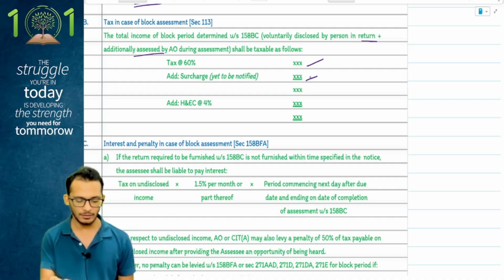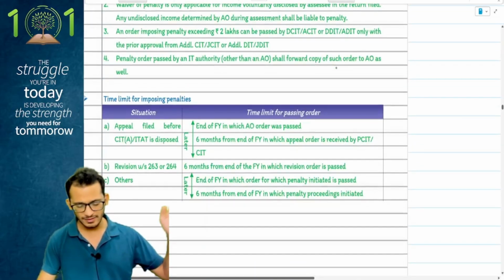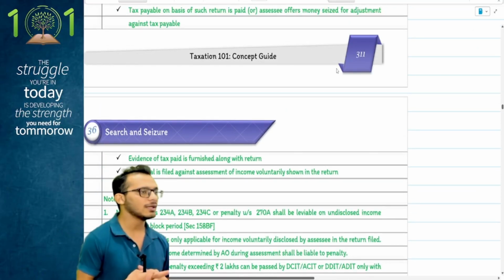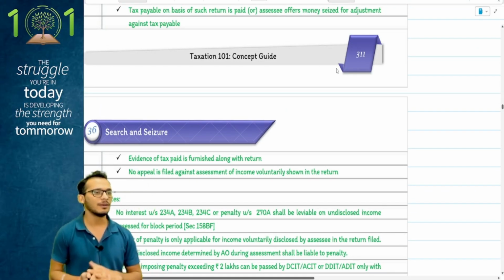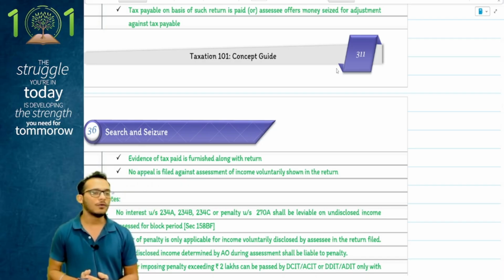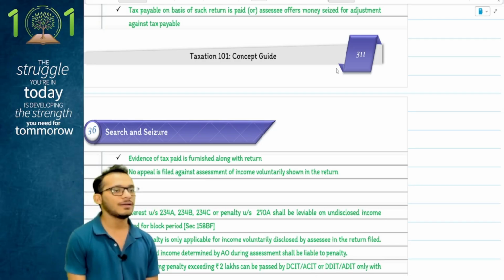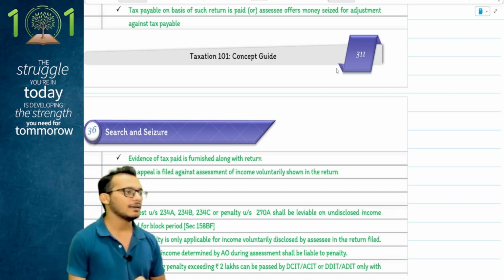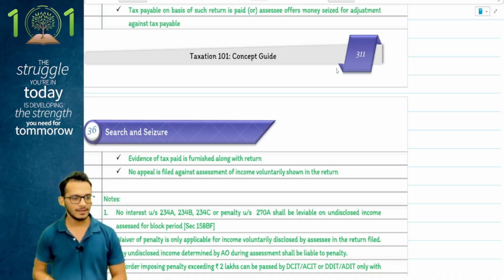Interest and penalty, let's hold this discussion. We'll come back and we'll do it after our breakfast break. In simple words, I've already discussed that penalty for voluntary disclosure will be less and penalty for assessing officer disclosure will be higher. Yes or no? Yes. Let's cut for a breakfast and then we'll come back and we'll do it.